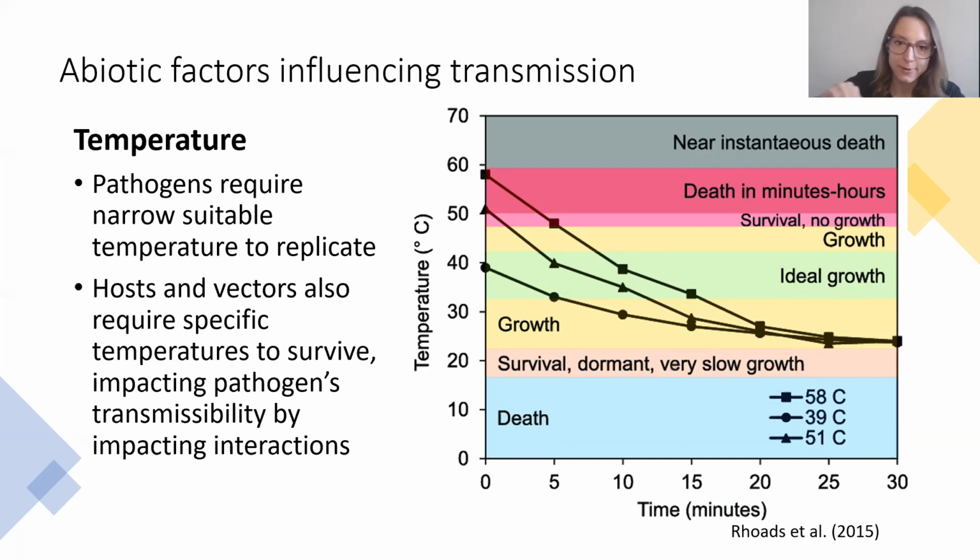Now, an example of this in this figure here, this is for Legionella, which is a bacteria that causes Legionnaire's disease, which is a type of pneumonia. And it's one of those kind of rare pathogens that has a really broad temperature range for suitable growth.